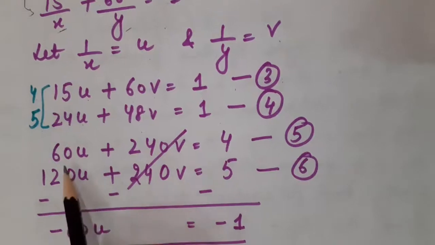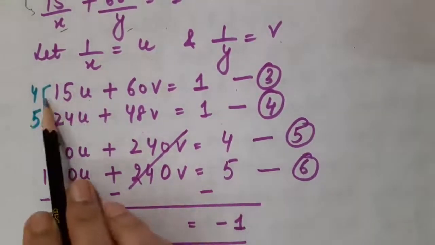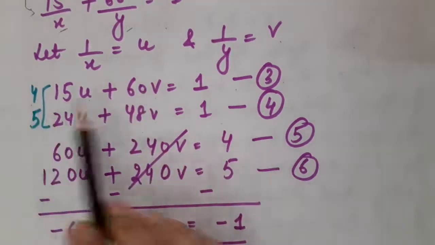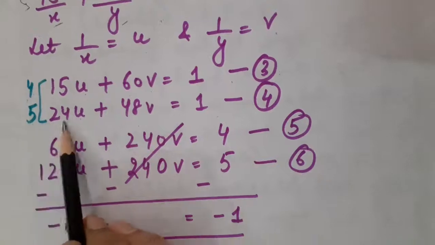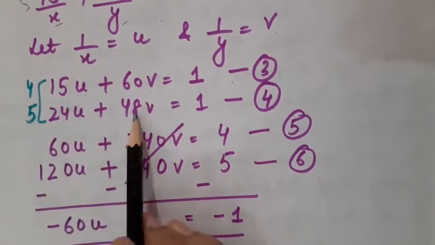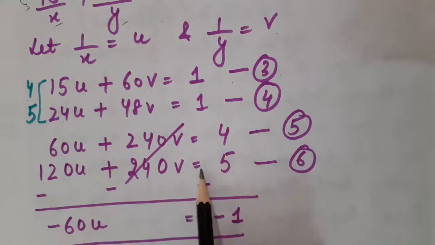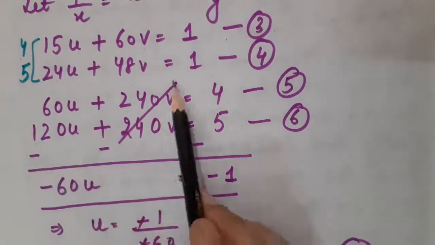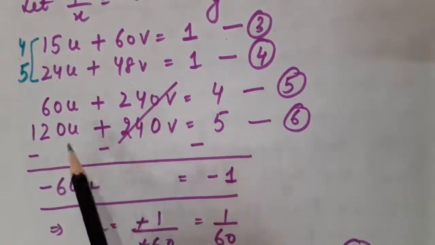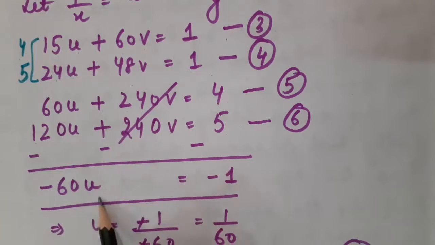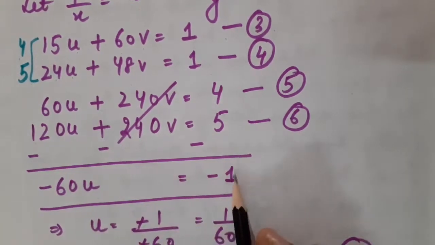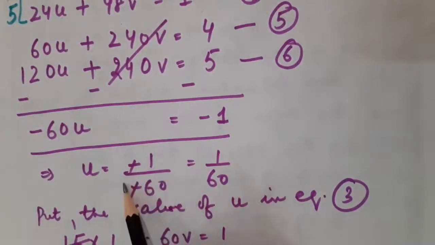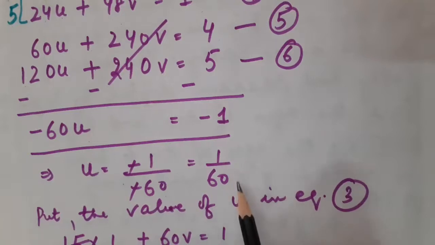So what will I get, children? It would be 60u after multiplying 15 by 4, plus 60 into 4, that would be 240v, is equal to 4 ones are 4. 5 into 24 will give you 120u, plus 48 into 5 will give you 240v, is equal to 5 into 1, that will give you 5. Now subtracting, 240v will be cancelled with 240v. So what will you get, children? Minus 60u is equal to minus 1. So u is equal to minus 1 upon minus 60. Both are going to be cancelled. You have got 1 upon 60.